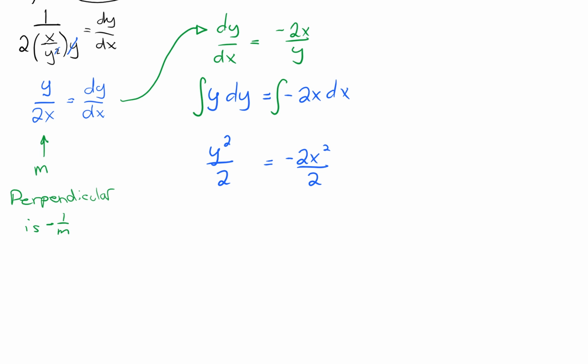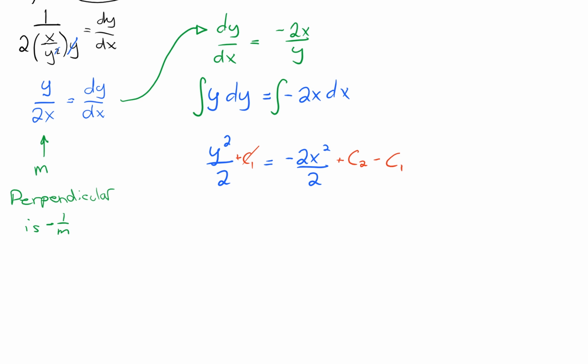But where's the plus c? This is an indefinite integral. Think about this for a moment. On the left side I took an integral, so I could say plus c sub 1. On the right side I could say plus c sub 2. But then let's combine our constants. I would subtract c sub 1 from the left side, and on the right side I now have c sub 2 minus c sub 1.